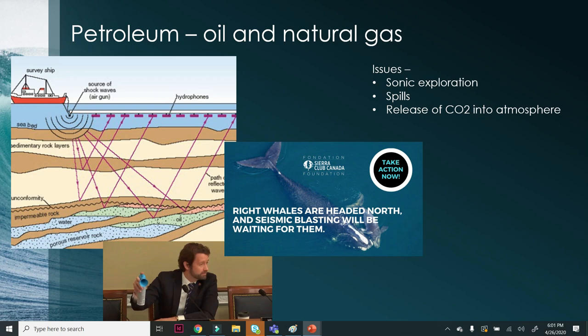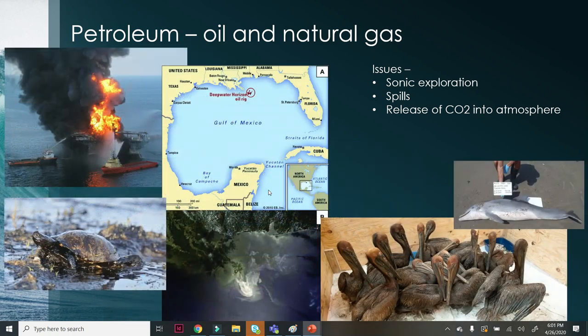We also have the issue of spills. So this is the Deepwater Horizon spill that occurred. Well, you guys were relatively young when this occurred, but it's not that old. The Deepwater Horizon was one of the big oil rigs that I showed you earlier, and it basically had an explosion in 2010. And what happened was it just started to spew massive amounts of oil out into the Gulf of Mexico. So this is where it was located, here off of New Orleans.